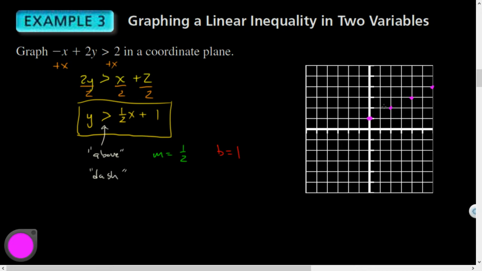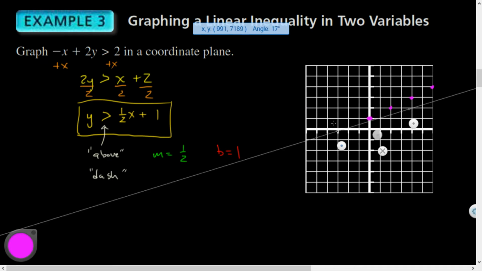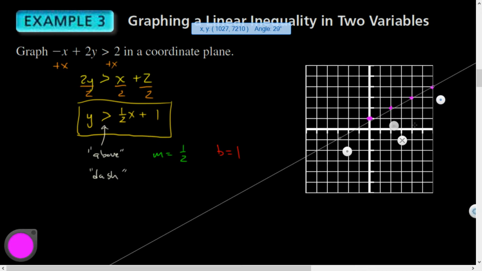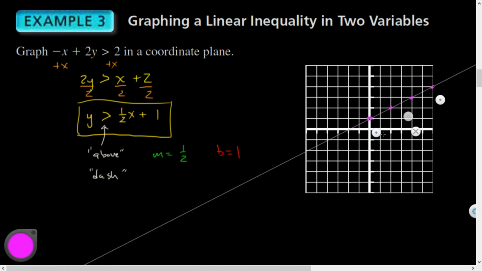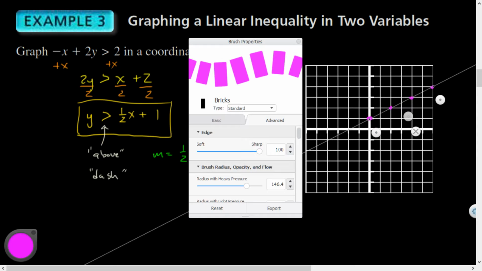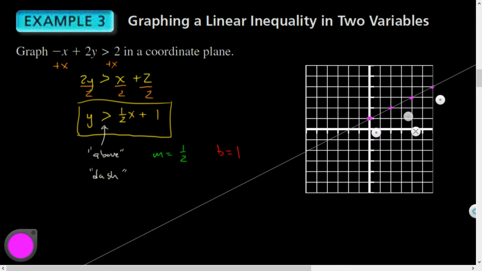And you guys, you could use a ruler or something if you want. You would then draw a dashed line, not a solid line, a dashed line here. Let's see how big my dashes are going to be. Let's see. I don't want bricks. I think I want these. Yeah, dashes, perfect. Can I change the size of it?